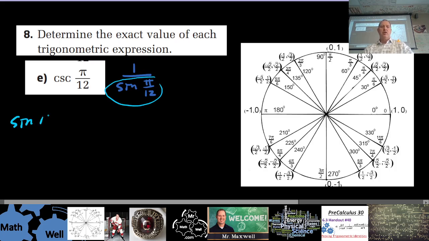So sine of pi over 12. Now, given this section, sum and difference identities, can we write pi over 12 as a sum or as a difference? That's going to be your key there. A sum is tough to add up to pi over 12. We don't have a lot of things on the unit circle, but we do have some that will subtract to get pi over 12.